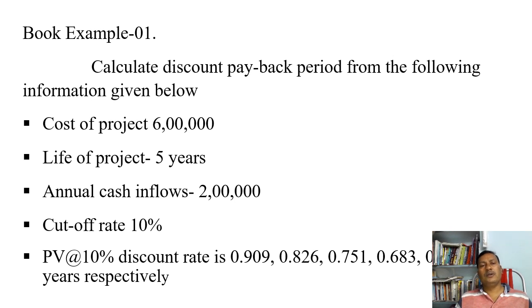So here is an example. Calculate the discounted payback period from the following information: cost of the project 6 lakh, life of the project 5 years, annual cash inflow 2 lakh, cutoff rate 10%. The present value at a 10% discount rate is 0.909 for the first year, for the second year 0.826, 0.751, 0.683, and so on for 5 years respectively. These discount factors you can get from the annuity table, the present value at a 10% discount rate for years 1, 2, 3, 4, 5, 6, and so on.